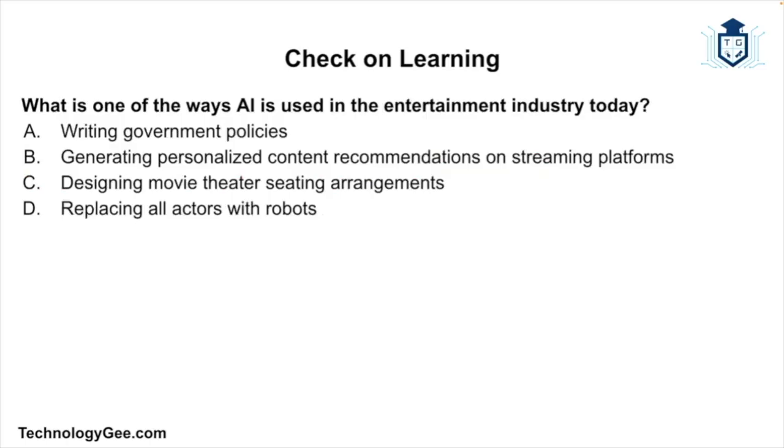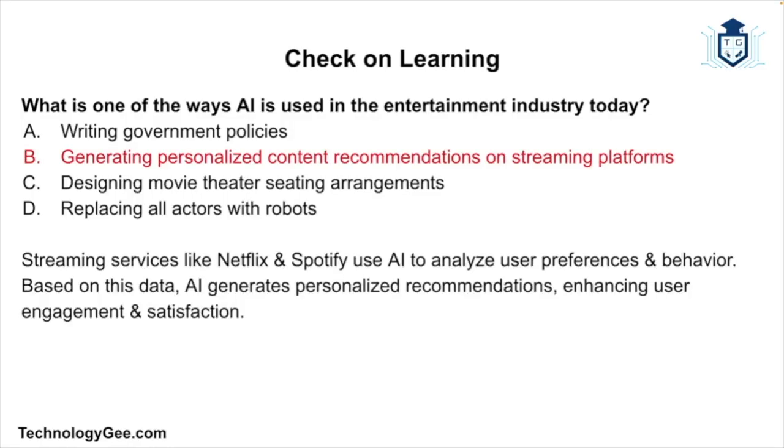And our final question: what is one of the ways AI is used in the entertainment industry? Is it writing government policies? Is it generating personalized content recommendations on streaming platforms? Is it designing movie theater seating arrangements? Or is it replacing all actors with robots? And the correct answer is it is generating personalized content recommendations on streaming platforms.